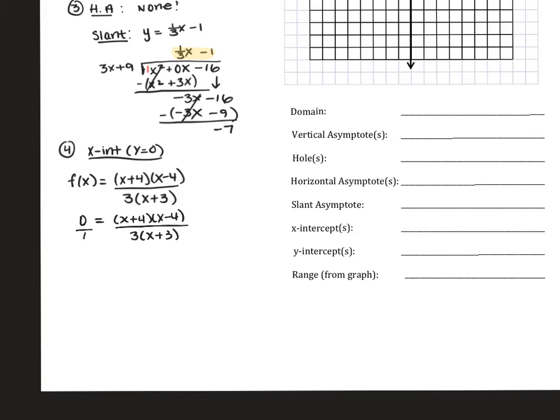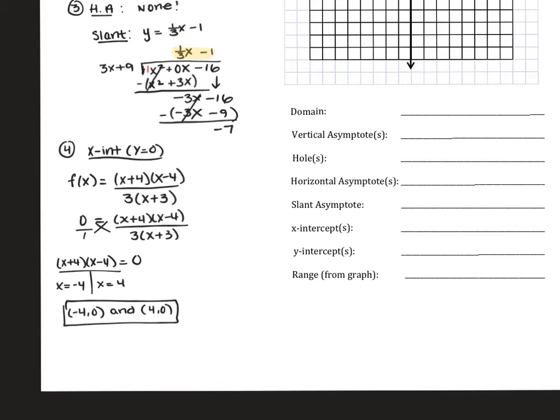And remember, we could put the 0 over 1 and cross multiply. So 1 times anything is itself. 0 times anything is 0. So we'll have x plus 4, x minus 4 equals 0. Nice little t-chart will give me -4 and +4. Now remember, x-intercepts are points, so we're going to have to make this -4, 0 and 4, 0. Those will be my x-intercepts.